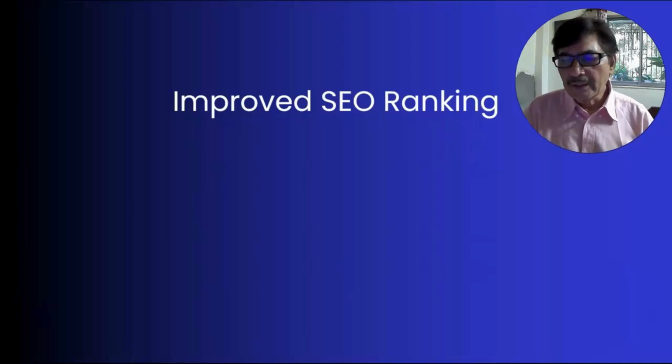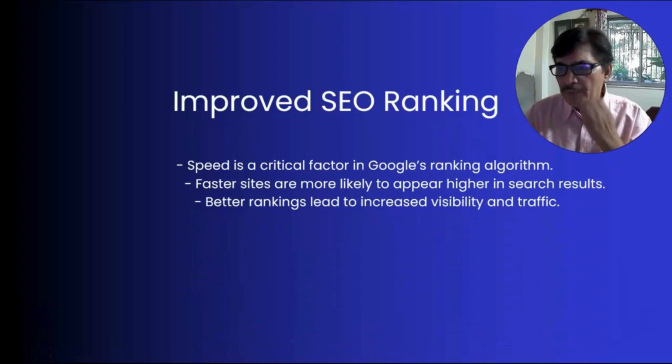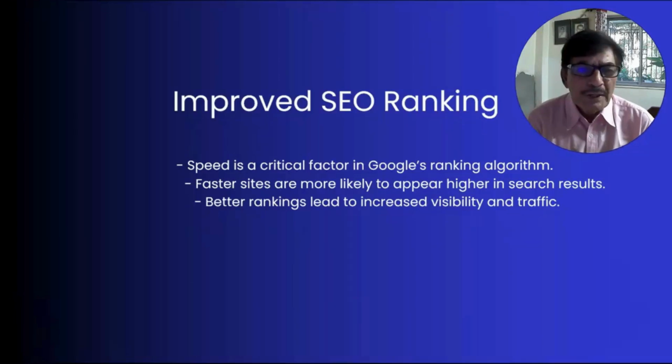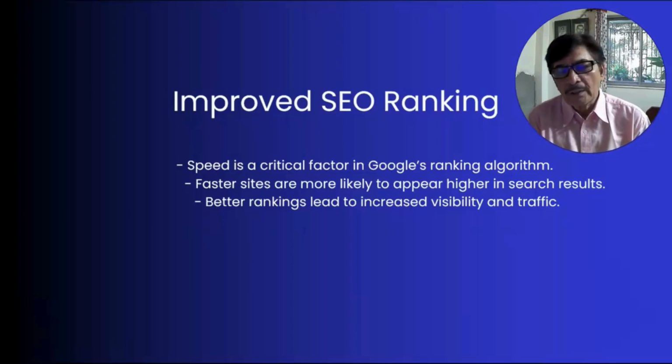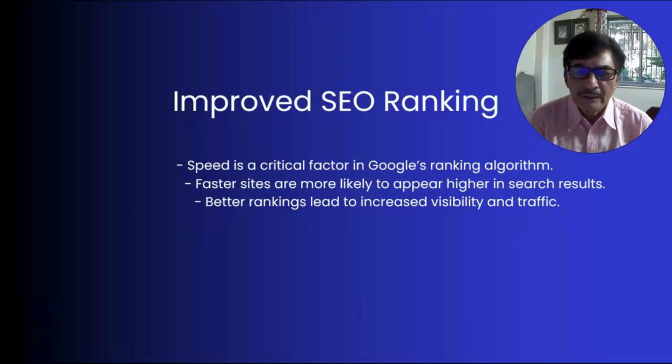What affects ranking? Keywords, content quality, website speed, mobile friendliness, backlinks. This means speed is a critical factor in Google's ranking algorithm. Faster sites are more likely to appear higher in search results. Better ranking leads to increased visibility and traffic.